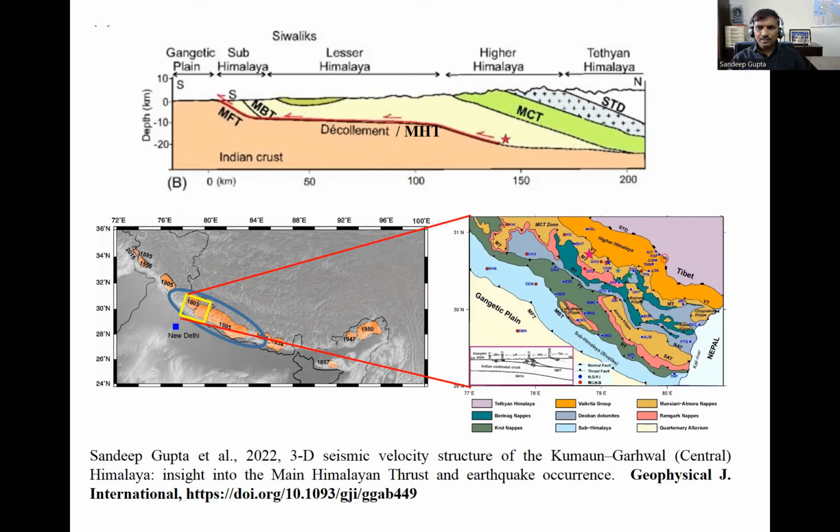Therefore, to understand the seismic hazard, which is largely dependent on the nature and geometry of the MHT, we try to investigate the MHT in this area using seismic tomography with the help of a network of 41 broadband seismic stations. We plot our results along a cross section which crosses all major subdivisions of the Himalaya and all major faults in this area.